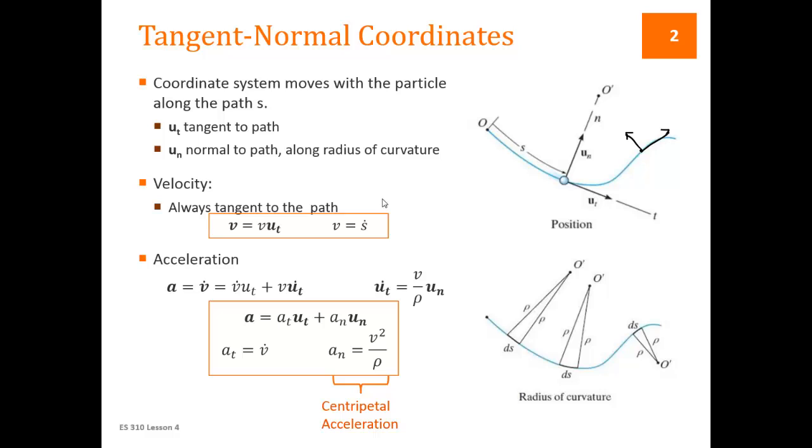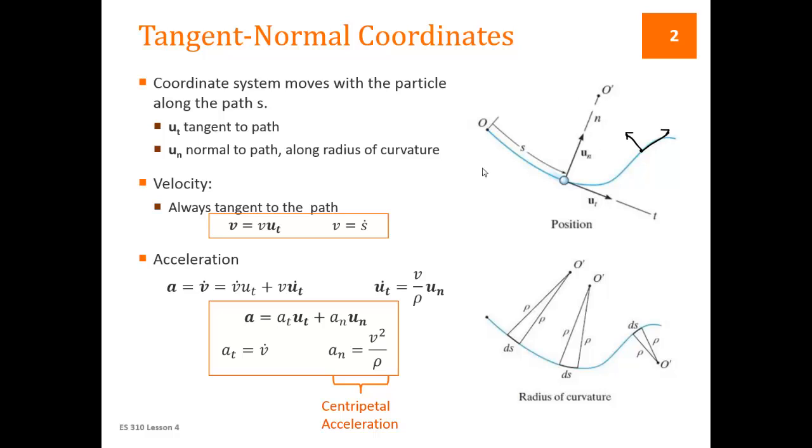Alright, so ut is tangential to the path at any point, and un is normal to the path at any point. That means for the velocity, we're only ever going to have one component, because the velocity is always going to be tangential to the path. And the magnitude of that velocity is s dot, as it was before. Our second coordinate then is normal to the path, or perpendicular to the path. It's always going to be along the radius of curvature pointing inwards, so it's always going to be on the concave side of the curve.